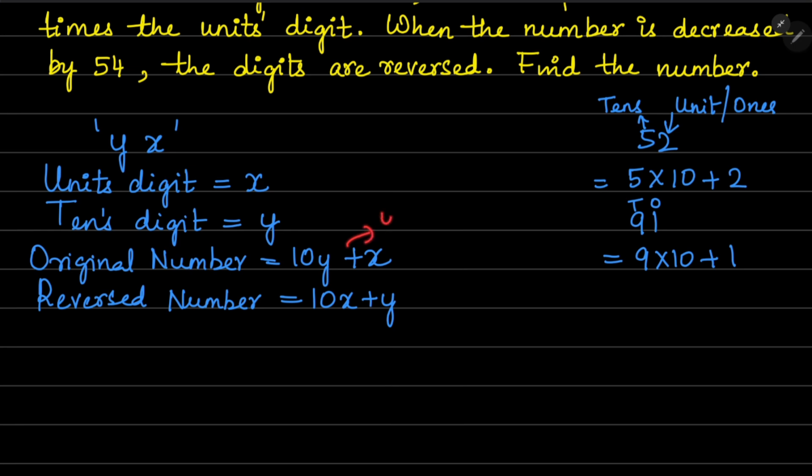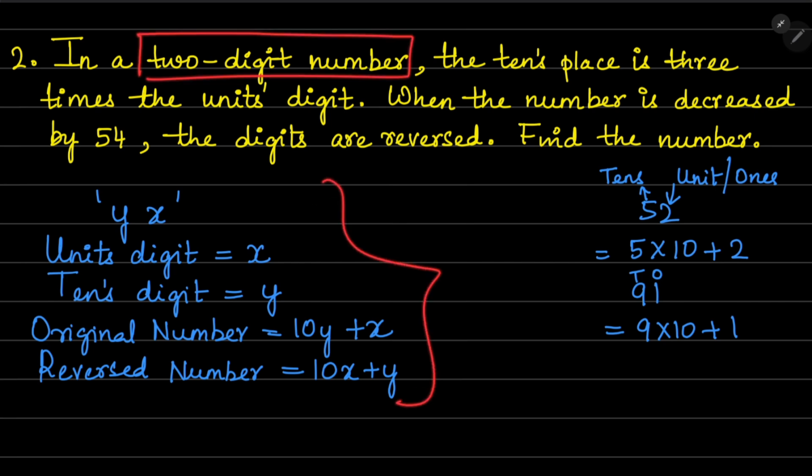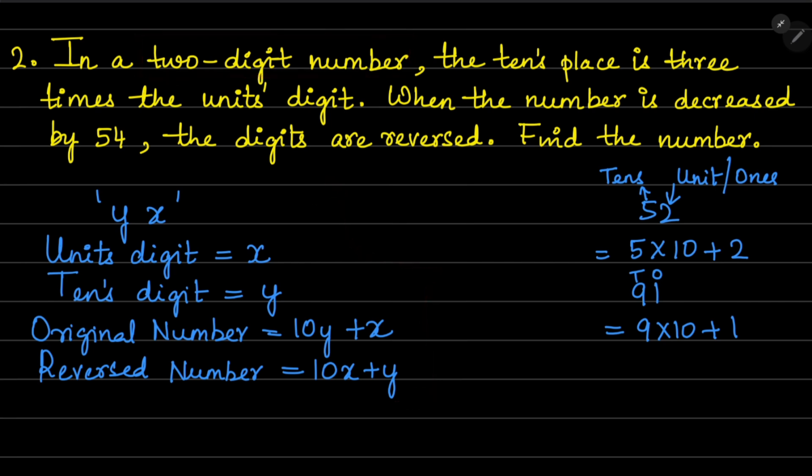So if this original number is yx, that means 10y plus x. How will the reverse number be? It will be xy, so 10x plus y, right? Whenever you see this particular term, two-digit number, this is a default thing that you have to start with, right? Now let us go ahead and read the question.